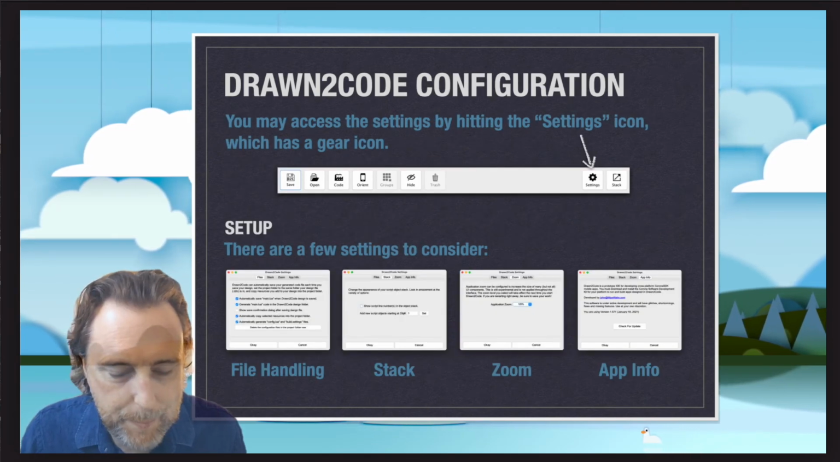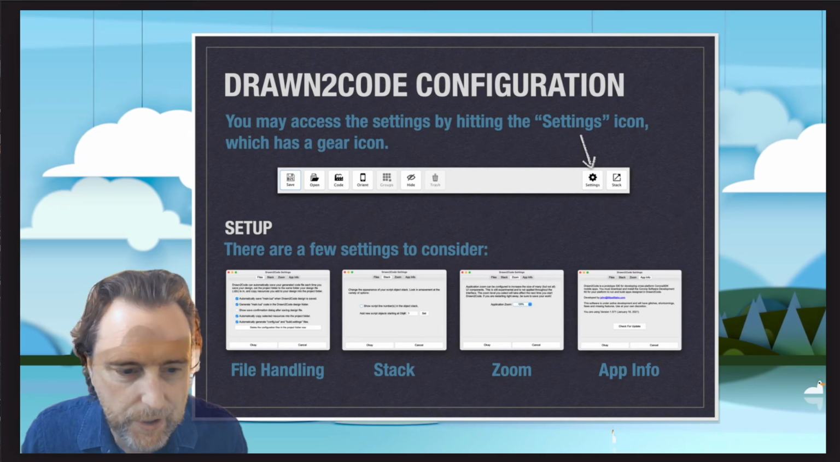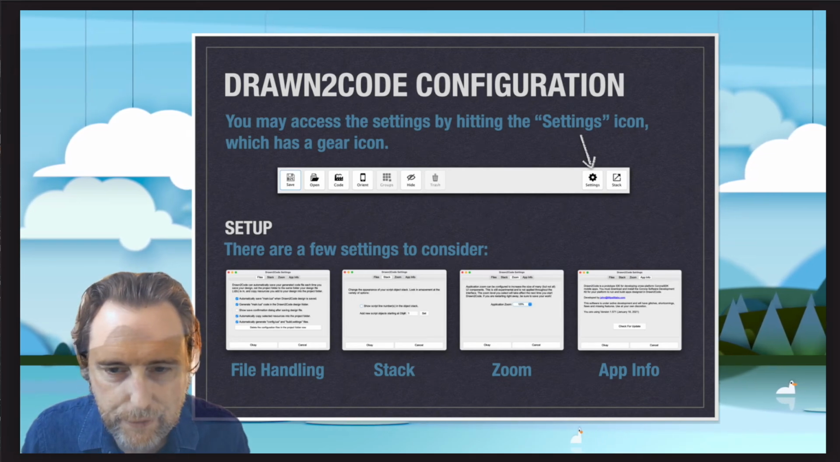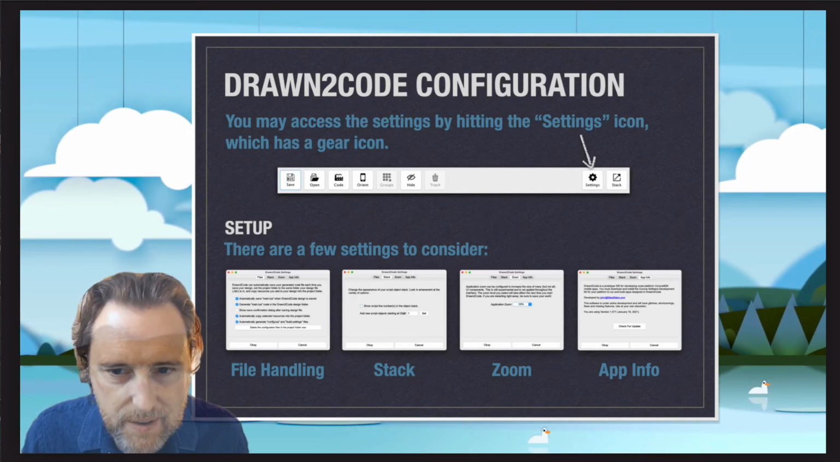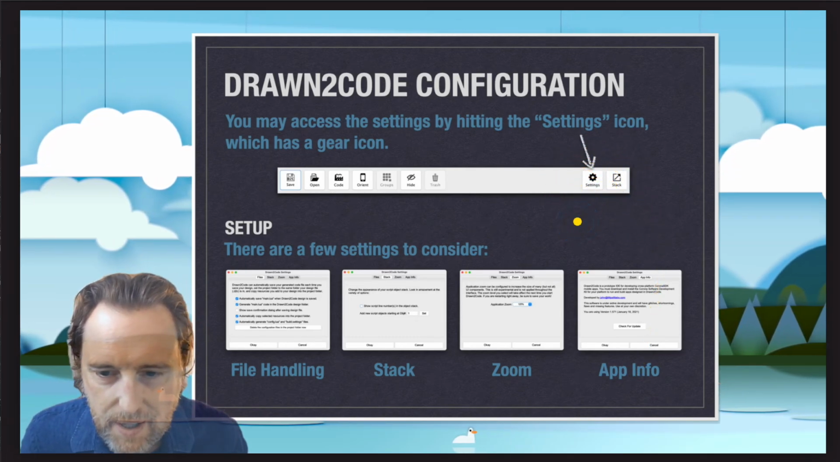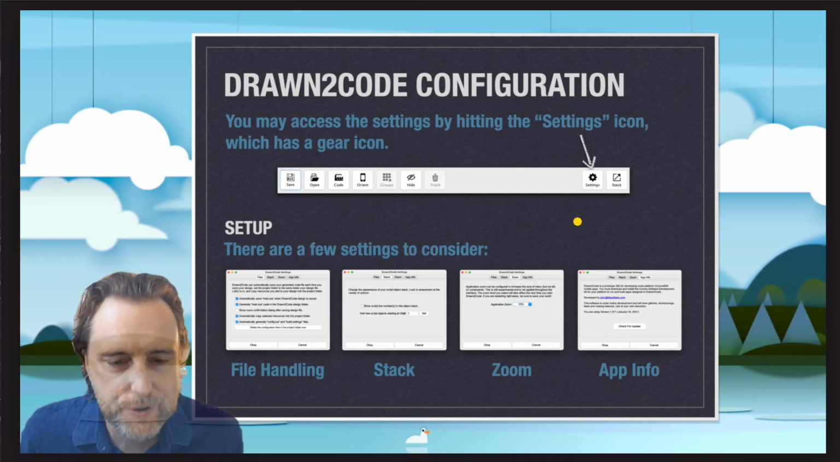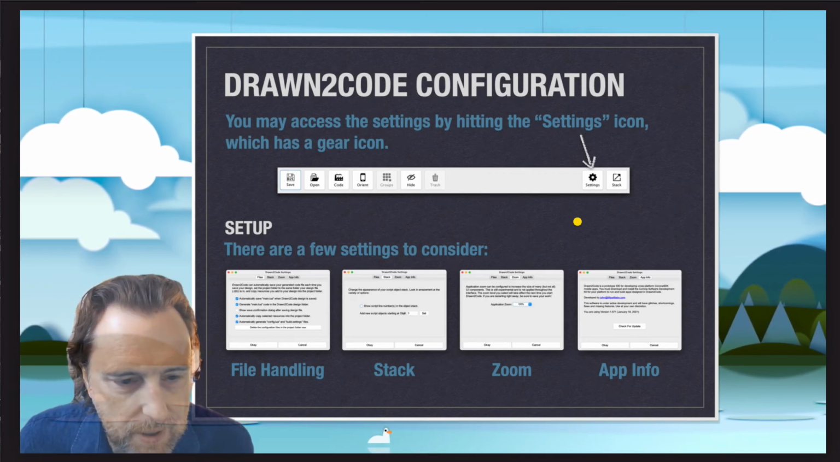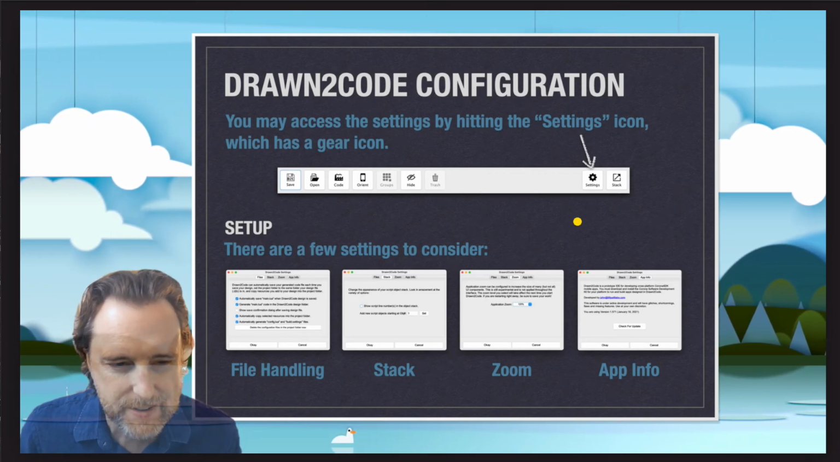There is some basic configuration with Drawn2Code available through that settings or gear kind of icon. And for the most part, the options are very similar on Windows and the Mac. Obviously, the UI is slightly different.